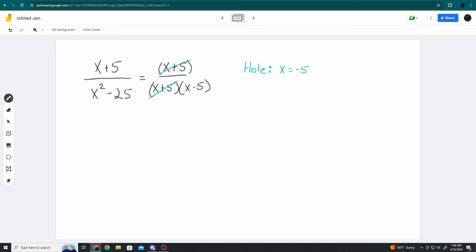Look at that. Then the vertical asymptote, okay, it's going to be what's left over. Well, what gets left over, right underneath it, is 1 over x minus 5. So we have x minus 5 still. That's going to give us a positive 5 as the vertical asymptote.